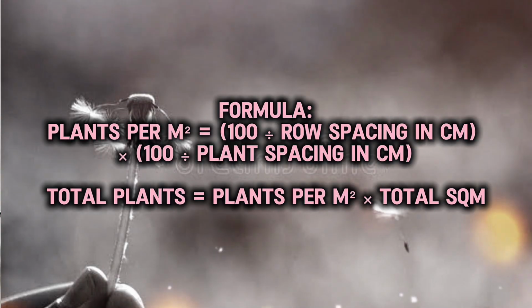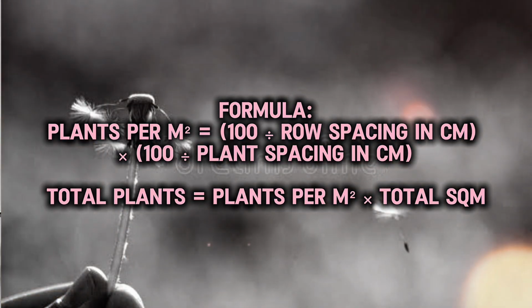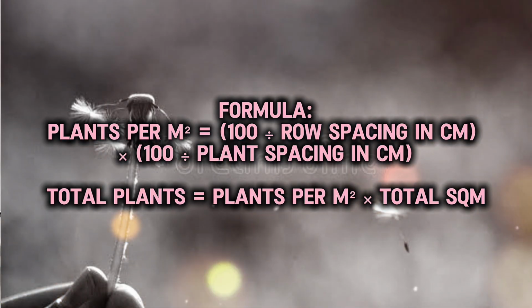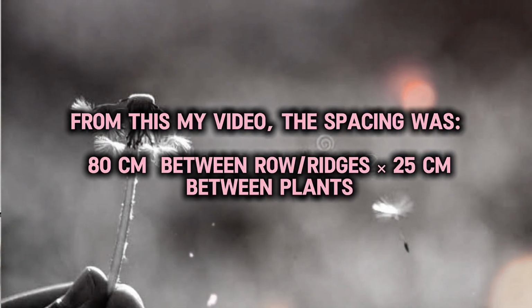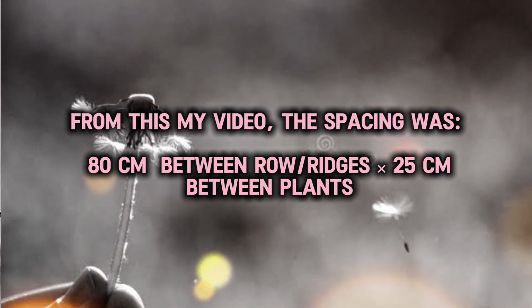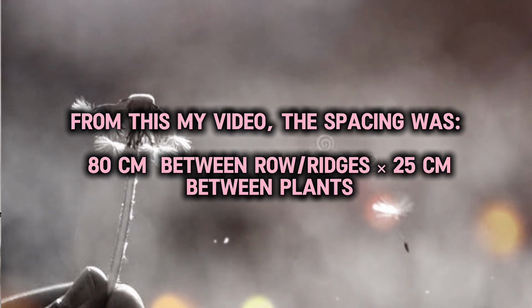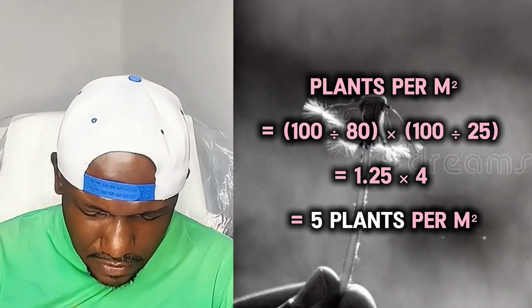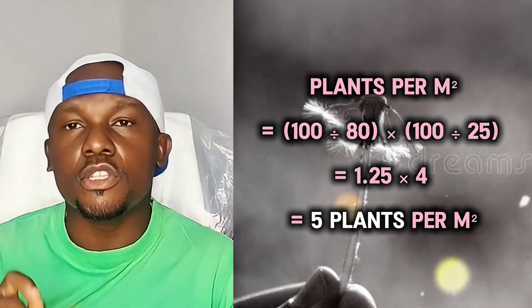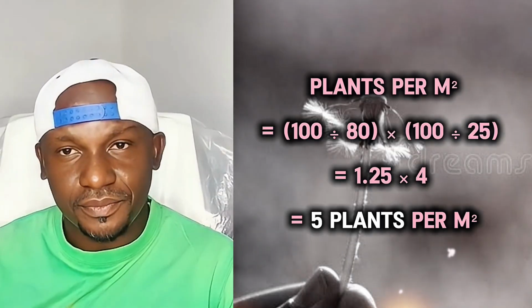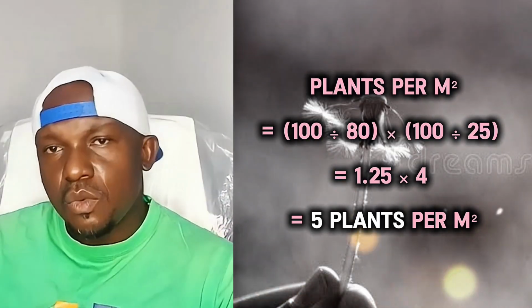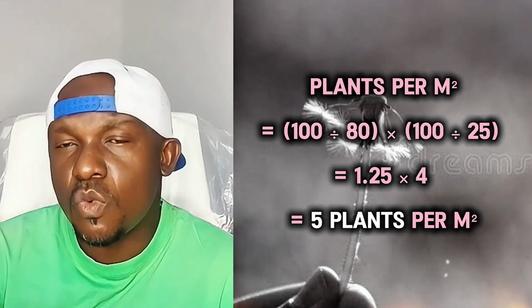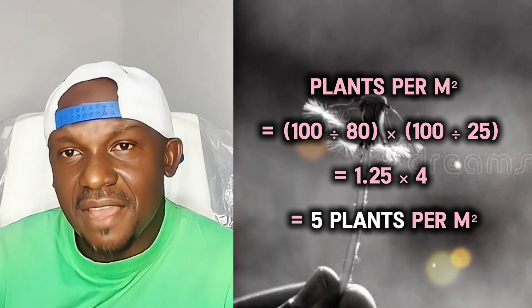We divide 100 by that 80, the space. What's the space between the ridges? 80. 100 divided by 80. I've done the maths already, the calculation. 100 divided by 80 is 1.25 meter. Then we divide the spacing between each plant, which is about 25 centimeters. So 100 divided by 25 is 4.